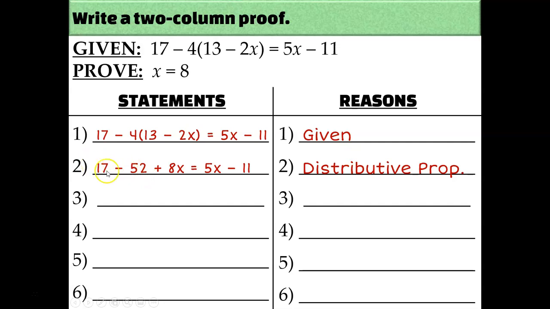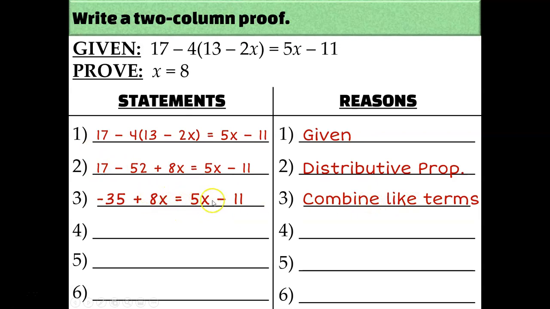Now, I see that I've got some like terms over here on the left side of my equation. They're both constants. They both don't have a variable, which means they can be combined. So I'm just going to do 17 minus 52. That gives me negative 35. So negative 35 plus 8x equals, again, 5x minus 11. That part hasn't changed yet. The reason I was able to do that is because of combine like terms. I am allowed to combine like terms. My reason is I combined like terms.